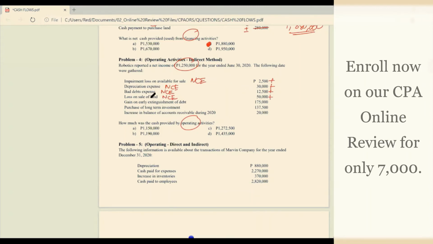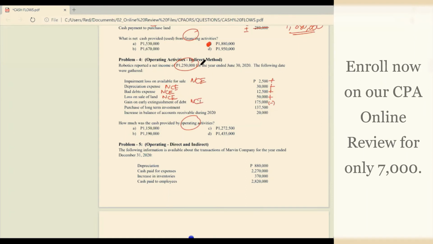Next, gain on early extinguishment of debt. So pag sinabing gain on early extinguishment of debt, gain siya pero wala kang na-receive na cash dito sa gain na to. So therefore, i-deduct natin siya. Okay? Di ba ang mga non-cash, ang tawag dito, non-cash income.